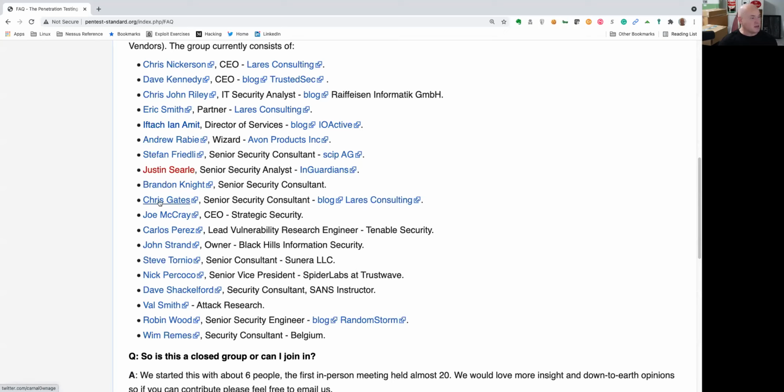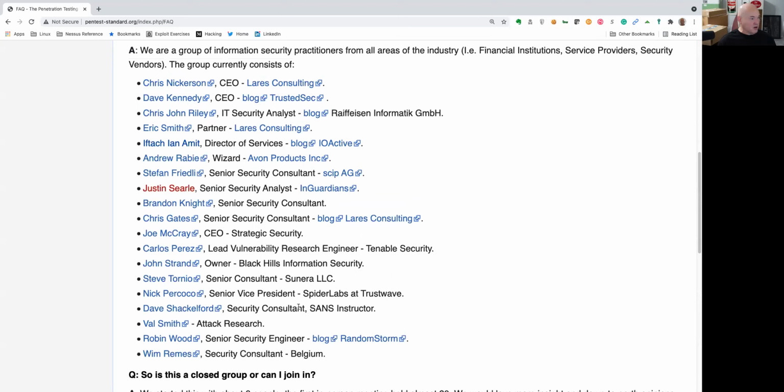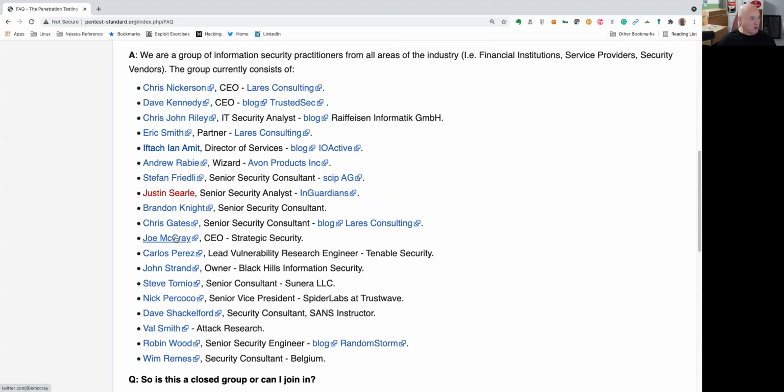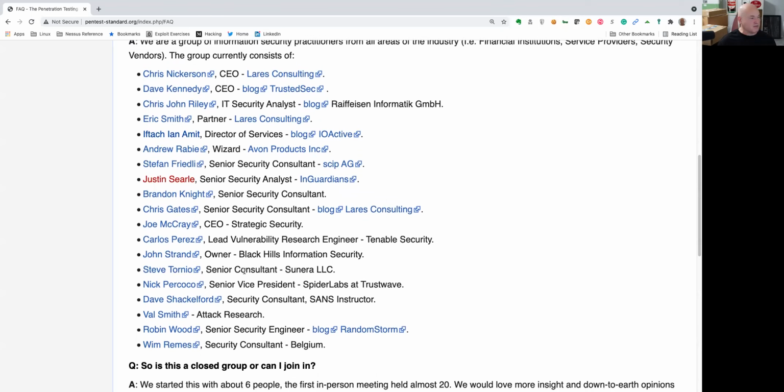And so Chris Gates is mentioned here. Chris Gates, he was at Lares, but he's not there anymore. He's changed. This hadn't been updated since like 2014, but it's still good information. Some of the technical stuff has changed because they'll go through and show you some different tools and stuff to use. And so that's kind of changed. And so John Strand from Black Hills Information Security. So you can see this is like a who's who of people in the security world. Also Joe McCray. Joe McCray is a consultant. He also does a lot of training around penetration testing and stuff.